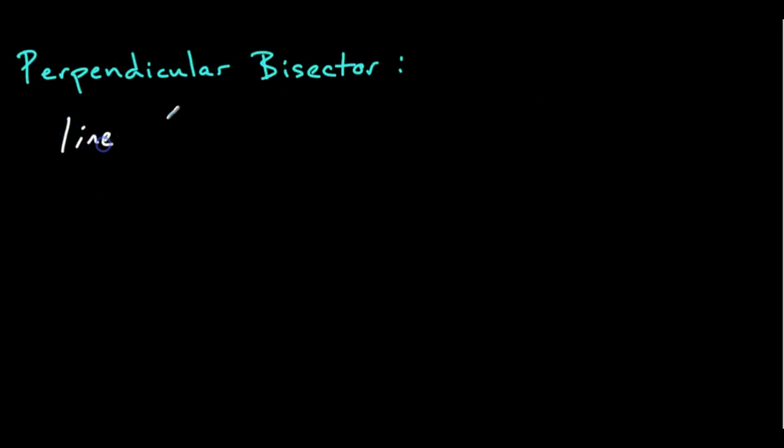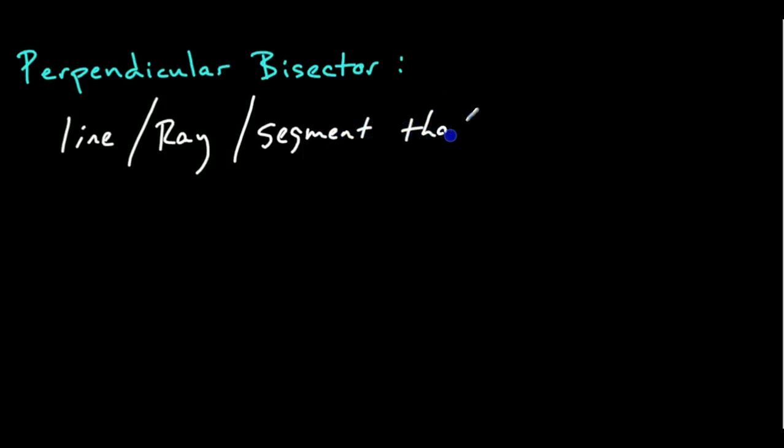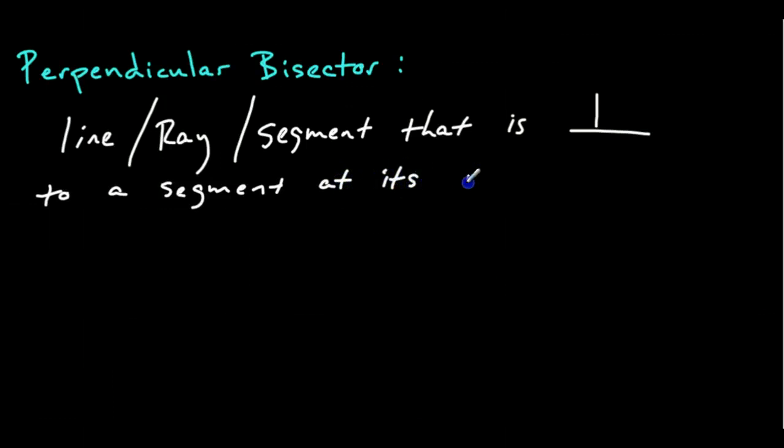Perpendicular bisector. We're going to add a level onto this. It's a line, a ray, or even a segment that is, let's use the symbol, perpendicular. Remember, that's a symbol for it. Perpendicular to a segment, has to be a segment. So it's a line, a ray, or a segment that's perpendicular to a segment at its midpoint.